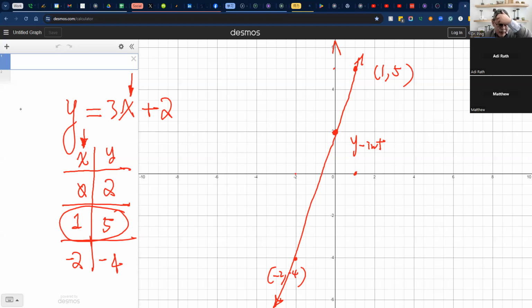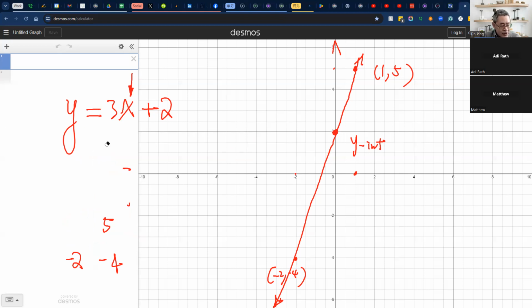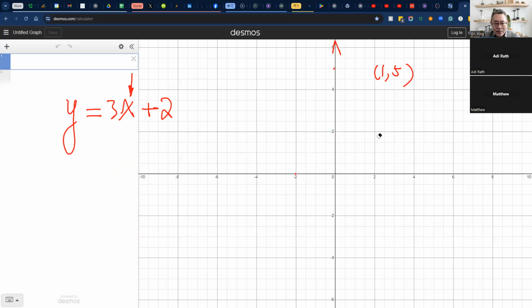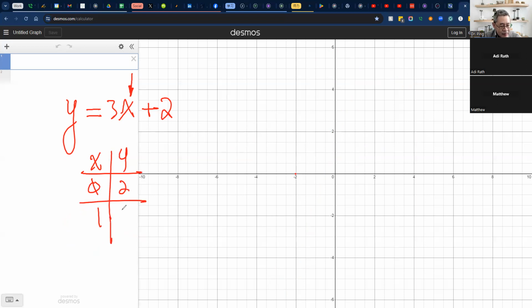So this is one way of doing it. We also learned a different way of doing this, where we're just looking at the y-intercept and the slope. And you'll see we're going to get exactly the same two points as this: (0, 2) and (1, 5).